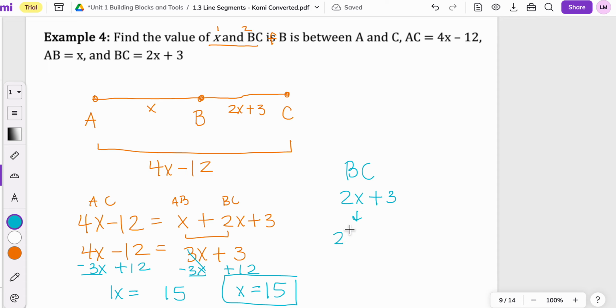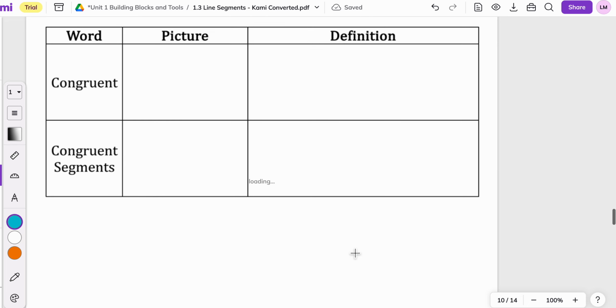I'm going to plug in my 15 where my x is. 2 times 15 plus 3 gives me 33. Okay? Second half of notes, now we're going to talk about some congruent segments.